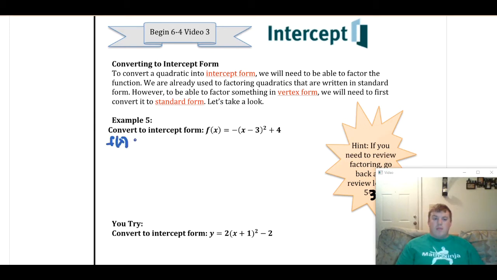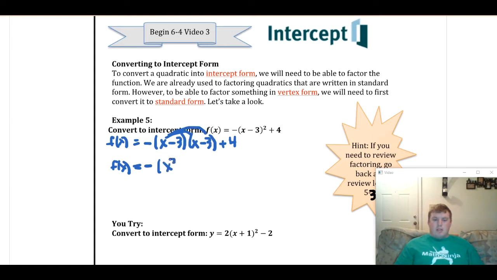So remember, to convert to standard form from vertex form, we have to expand our parentheses there. The x minus 3 squared is going to be rewritten as x minus 3 times x minus 3. And then I have the plus 4 at the end. I want to make sure that I bring down that negative sign. And then I'm going to go ahead and distribute my binomial times my binomial.